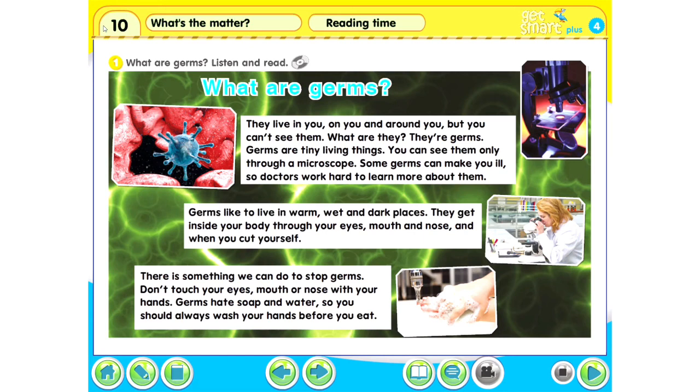Germs like to live in warm, wet and dark places. They get inside your body through your eyes, mouth and nose, and when you cut yourself. There is something we can do to stop germs. Don't touch your eyes, mouth or nose with your hands. Germs hate soap and water, so you should always wash your hands before you eat.